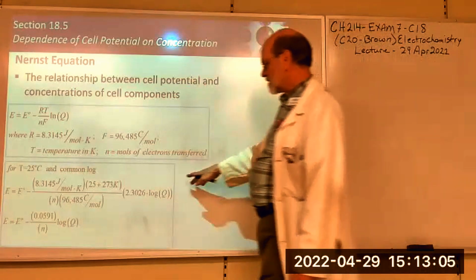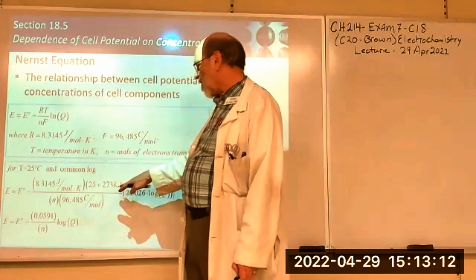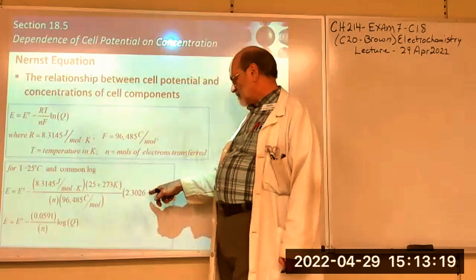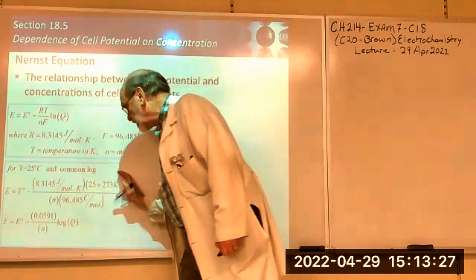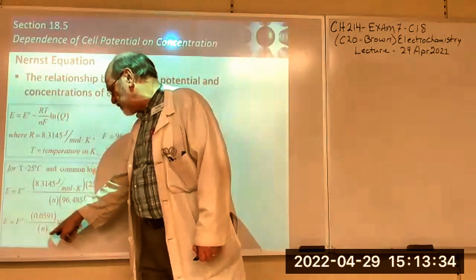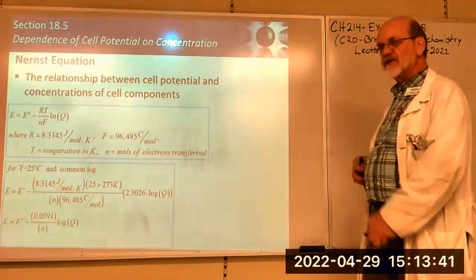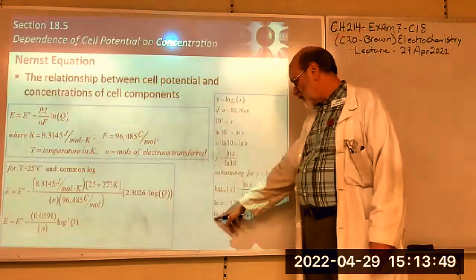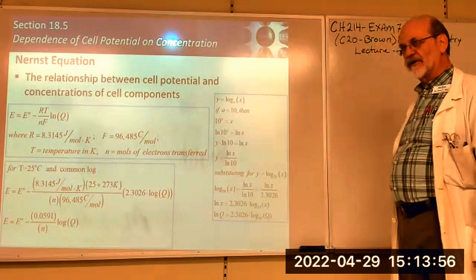So we do these transformations. We insert this temperature for a standard 25 degrees Celsius, and we make this conversion for the natural log: 2.3026 times the common log is equal to the natural log. So this value is blended into that value, and we come out with 0.0591 divided by the number of moles of electrons times the common log of Q. That's the one we prefer to use. It's just easier to handle. And this is just a proof for that equivalence of natural log and common log, in case you're interested, but it's not something you're going to see on a test.